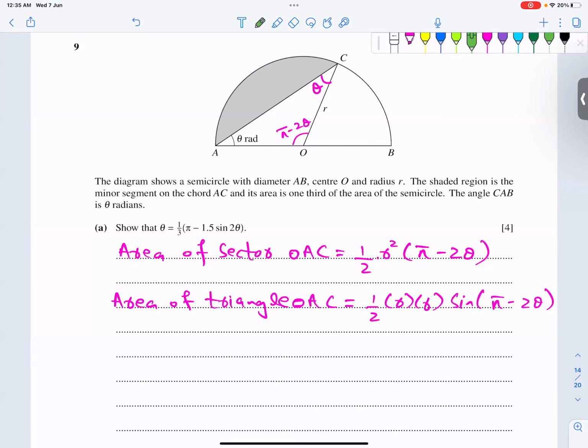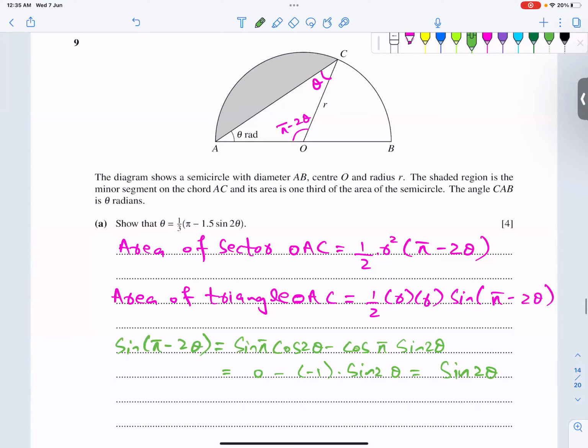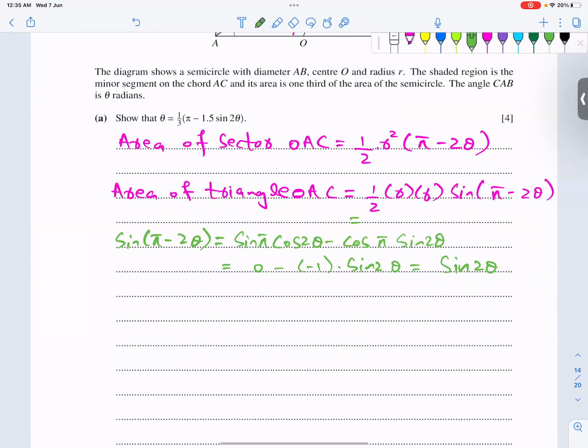Now we'll find sine of pi minus 2 theta using the identity sine alpha cos beta minus cos alpha into sine beta. So sine pi is 0, so it will become 0 minus cos pi, which is minus 1, into sine 2 theta. So eventually the final answer will be sine 2 theta. Okay, so this means that area of triangle will be 1/2 r square into sine 2 theta.